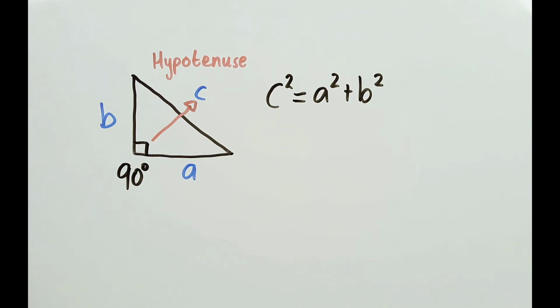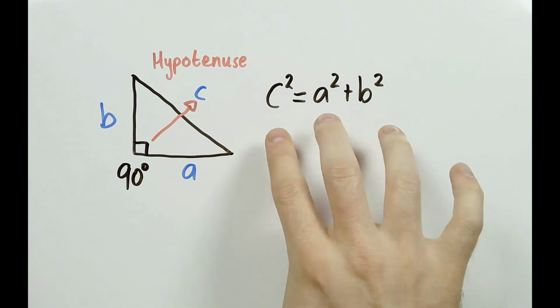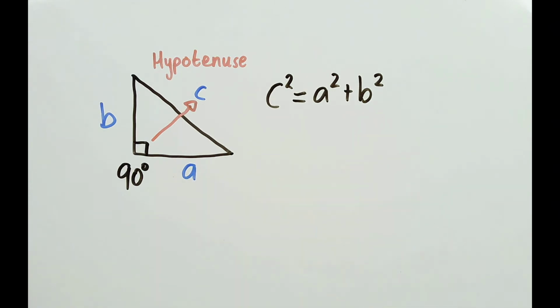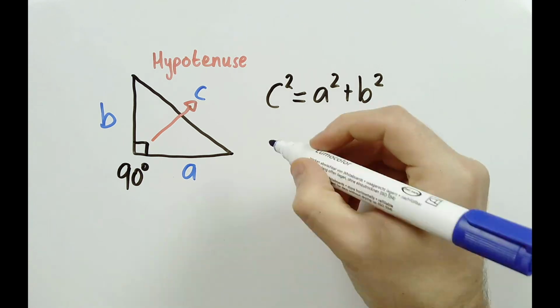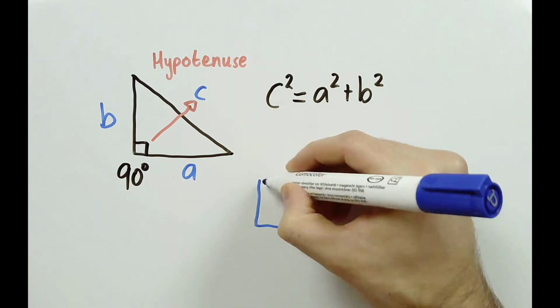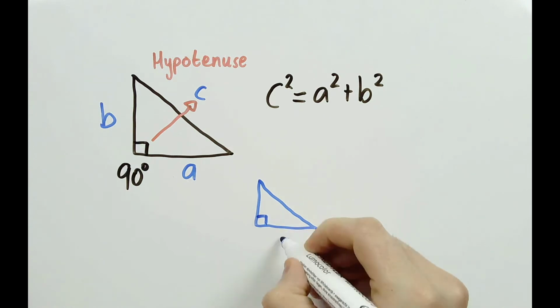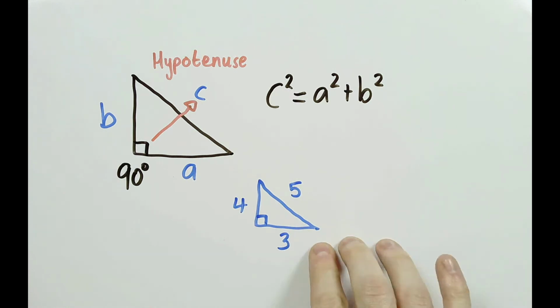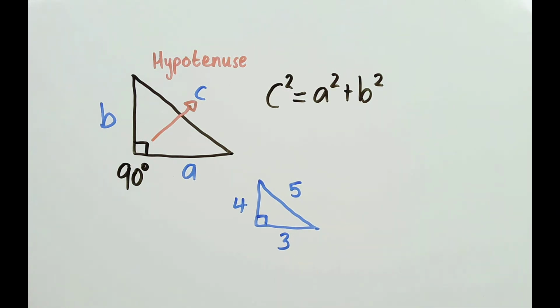So let's have a look at a very basic example for a known Pythagorean triad, which is basically a set of three numbers that fit perfectly into this formula, where each value is an integer. One of the most common or well-known Pythagorean triads is the 3, 4, 5 triangle. And if you were to construct this triangle, you would find that measuring this angle would indeed give you 90 degrees, therefore proving the formula.